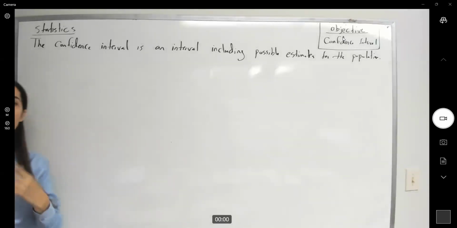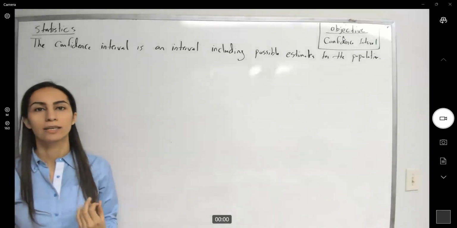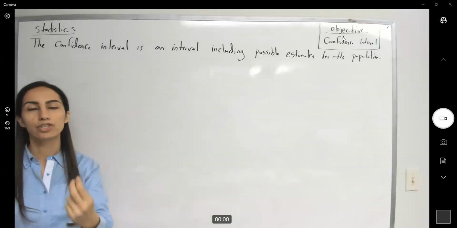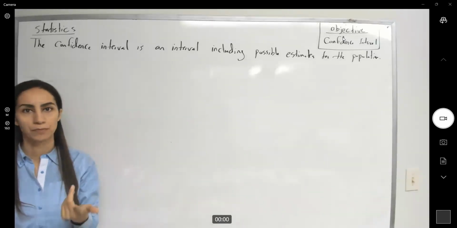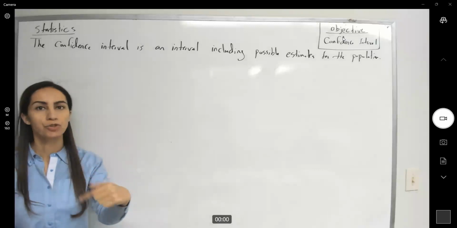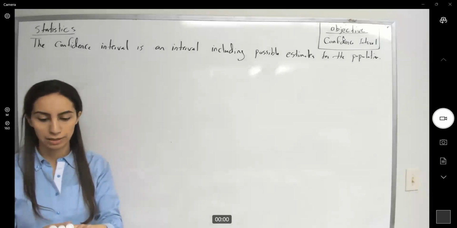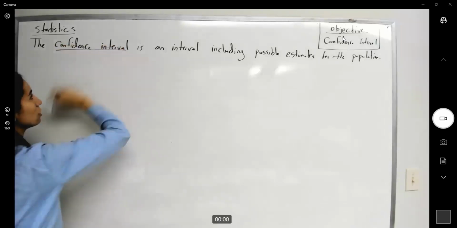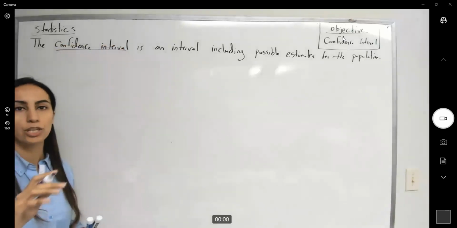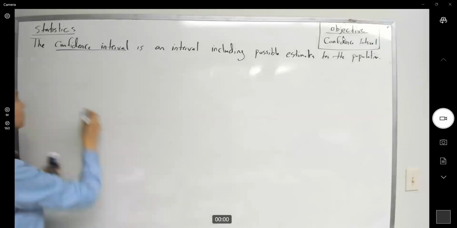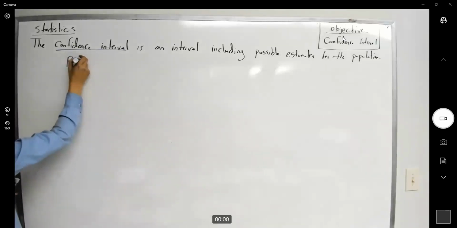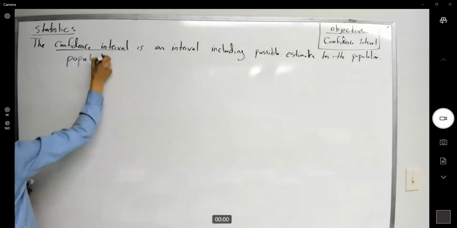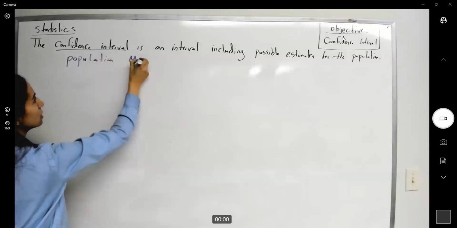First of all, that depends on the population parameter. So we're going to list each one of these separately. To find the confidence interval for population mean, so this is our first category, population mean.